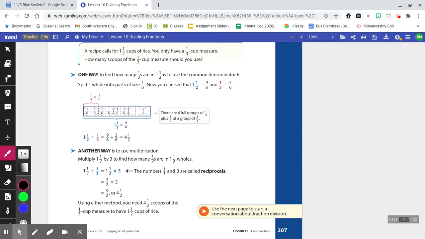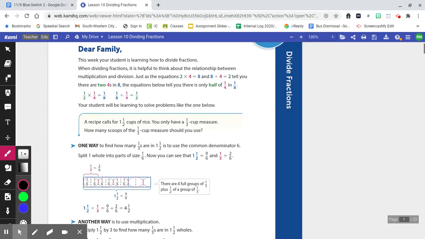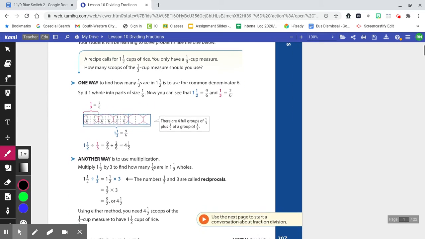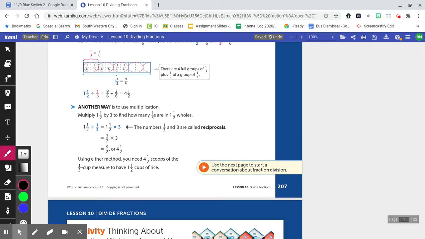But I really wanted to point this out because I know sometimes the pictures can be a little confusing. If you're looking at page 207, they give you the example up here. And one of the ways they say you can find an answer to a division with fractions is to find a common denominator. That is true. I think the easiest way, which is a method I use all the time, is to use multiplication.